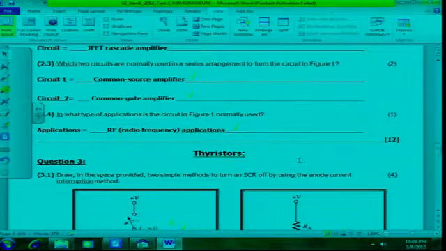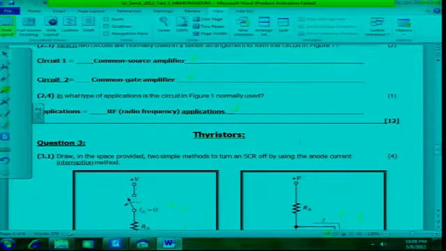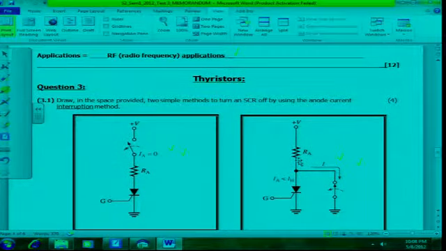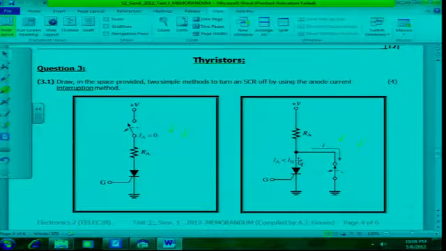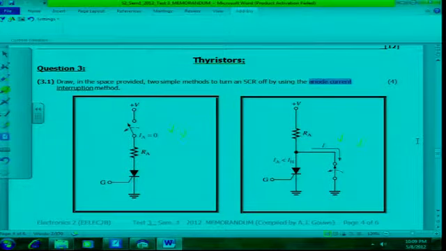And then on the last chapter, on thyristors, I asked in 3.1 to draw in the space provided 2 simple methods to turn an SCR off by using the anode current interruption method. Okay, so specifically anode current interruption. So you can see the one there I have inline. The switch is inline to break the anode current. Then of course it will be lower than the holding current.